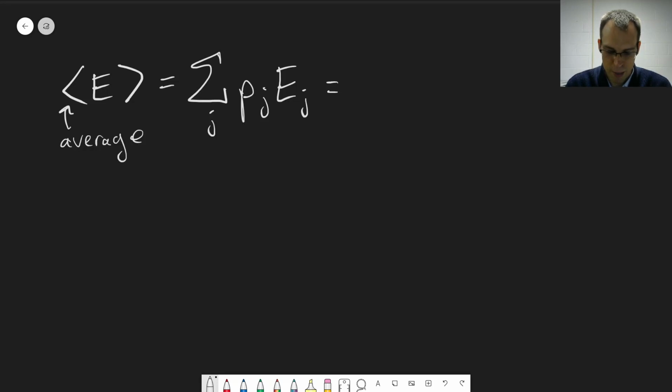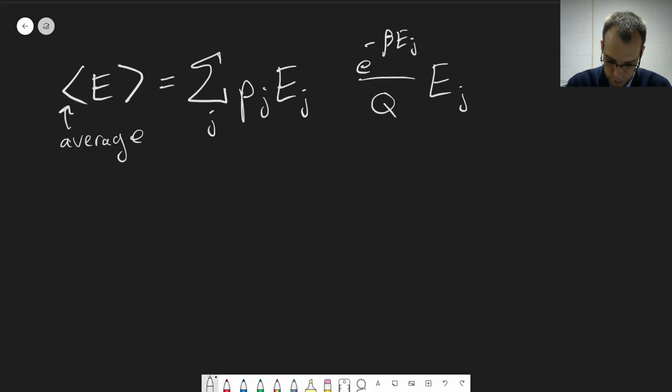We can go ahead and substitute what we know for P sub j, which is e to the minus beta E sub j over our partition function Q, times E sub j. Still have the sum. Let me make some space for that. Sorry about the ugly summation symbol there. But this tells us how we can find the average energy of our system.